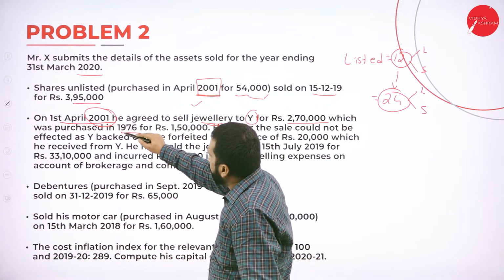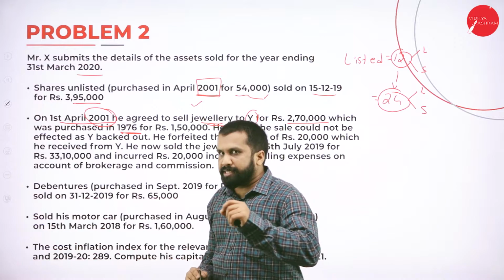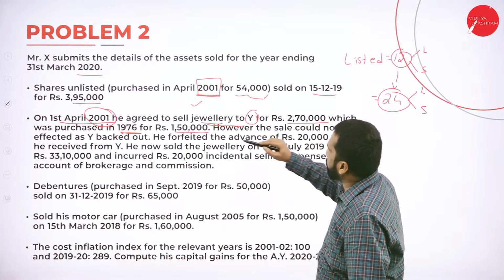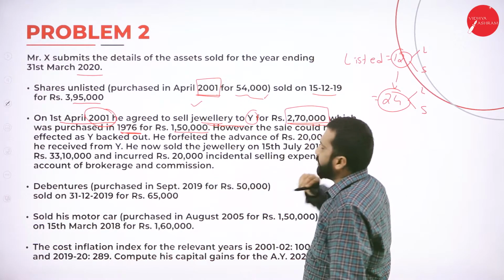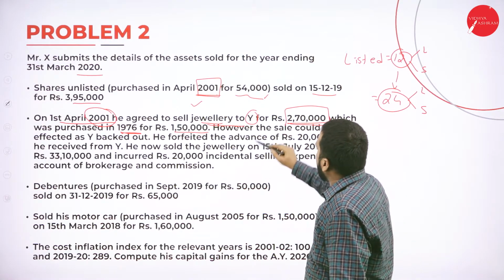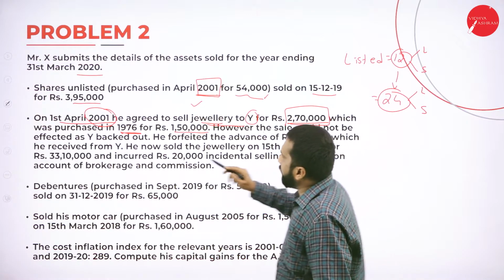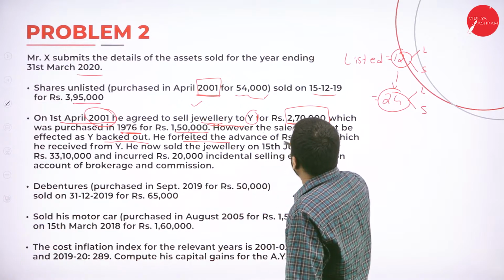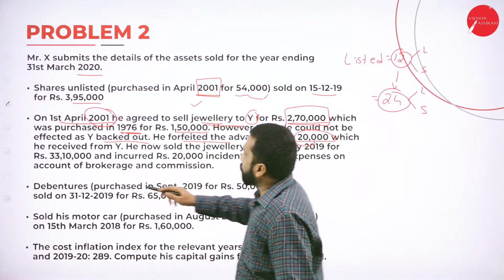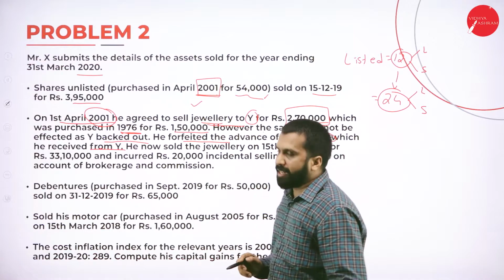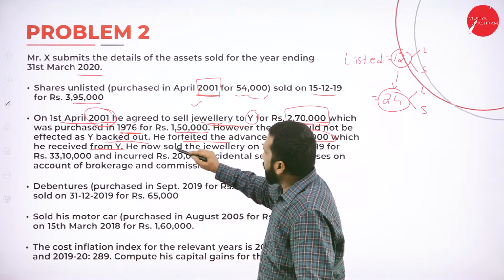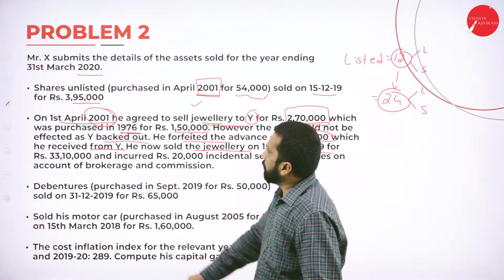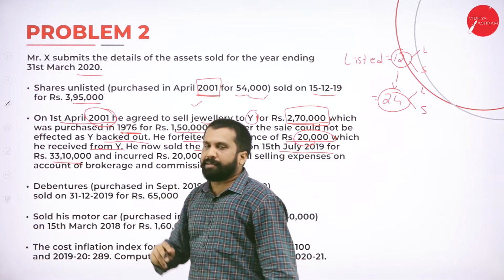Now, it was purchased in 1976 for 1,50,000. He sold in 2001 at what price? 2,70,000. However, the sale could not be effected as Y backed out. He forfeited the advance of 20,000 which he received from Y. I'll explain what it is. He now sold the jewelry on 15th July 2019 for rupees 33,10,000.